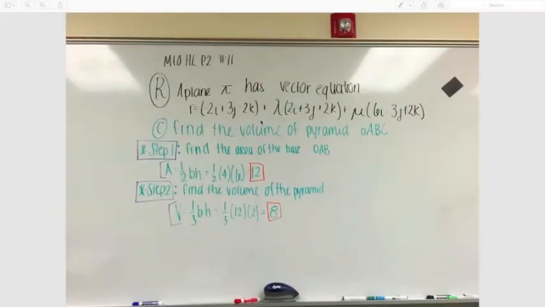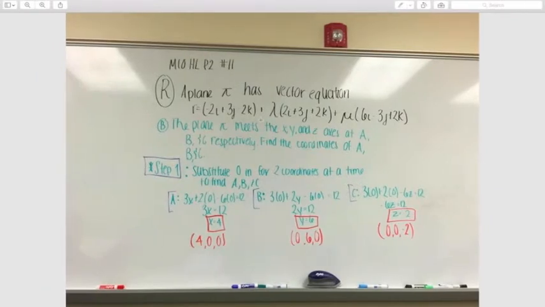Part C asks us to find the volume of the pyramid OABC, O referring to the origin, and then A, B, and C are referring to those points that we found in part B. If you look back here, we used the x, y, and z intercepts to find these 4 points, and those were A, 4, 0, 0, B, 0, 6, 0, and C, 0, 0, negative 2. So we're going to look at the distance away from the origin for each of those.